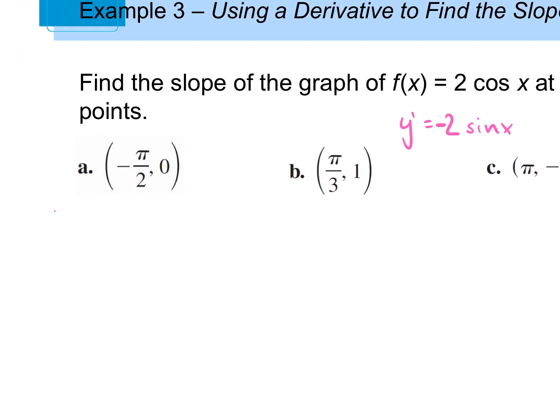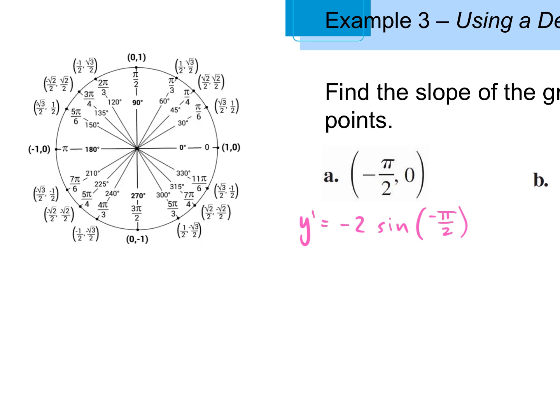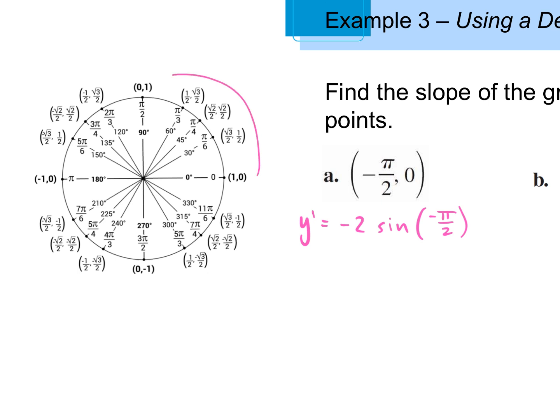So we're going to use the same derivative for each one. So our derivative is negative 2 sine of, what's our x here? Negative pi over 2. So to find what our slope is, we have to look at our unit circle. So negative pi over 2 is not on our unit circle, so be careful. Instead of going up pi over 2 in this direction, since it's negative, we're going to go down pi over 2 in this direction. So negative pi over 2 is actually 3 pi over 2.